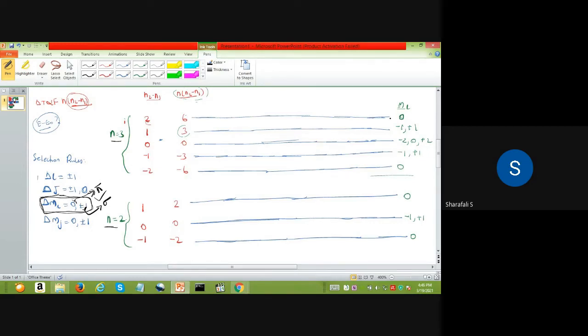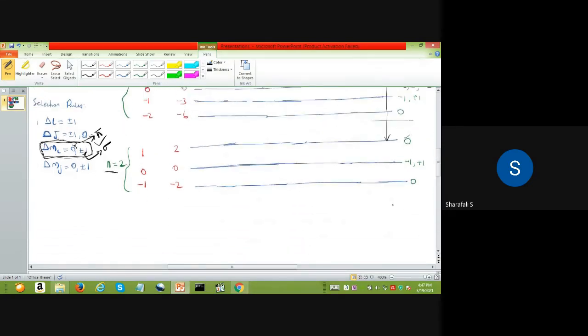So I will take the first transition from here, from ml equal to 0 of n equal to 2. I will just take this transition. So what is the delta ml? Delta ml is 0 minus 0, here it is 0 and here also it is 0. So 0 minus 0 is 0, so that will give me a pi component here.